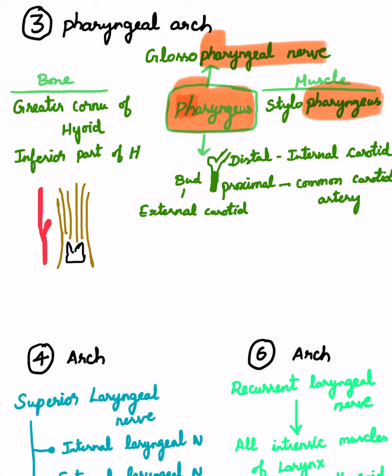That is, in the second pharyngeal arch derivative, there is the lesser cornu of the hyoid and the superior part of the hyoid. The remaining inferior part of the hyoid and the greater cornu of the hyoid are derivatives of the third pharyngeal arch.